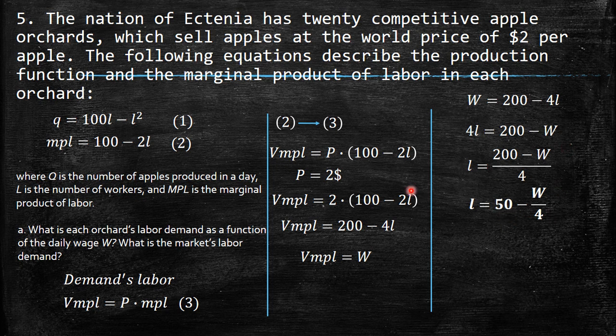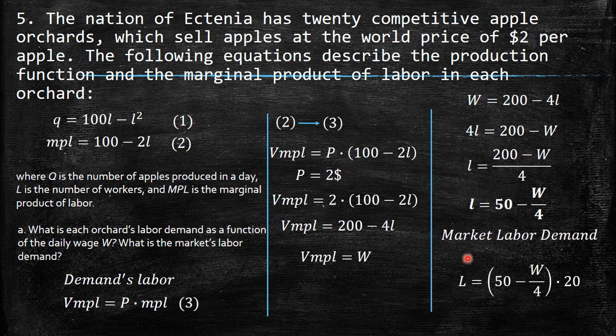So this is the first question, the labor demand as a function of the daily wage. But what is the market's labor demand? You need to take this expression and multiply by the number of orchards, which is exactly equal to 20. Then you multiply and you will have at the end 1000 minus 5 times W, because 20 over 4 is 5, and you have this as the market labor demand.